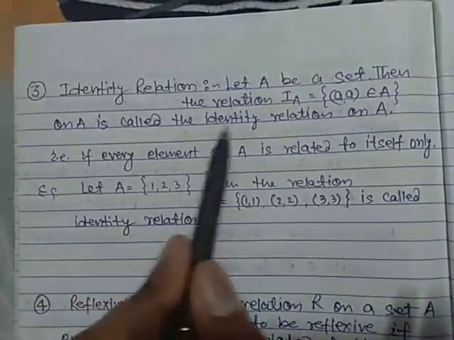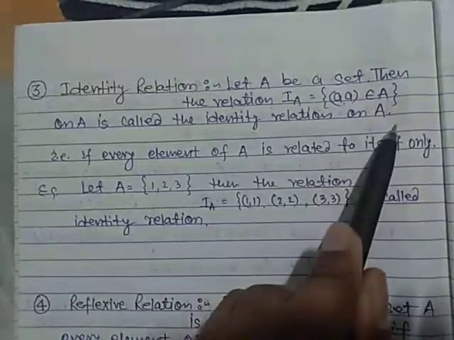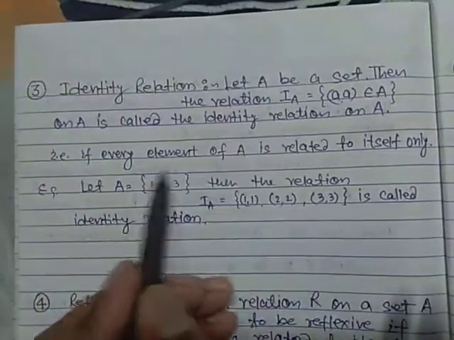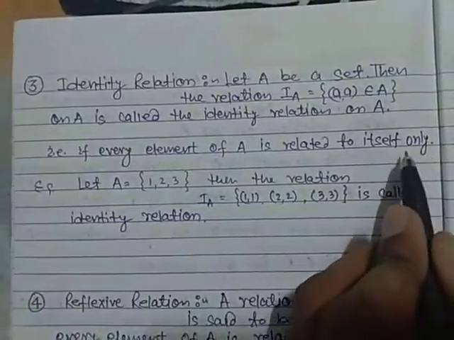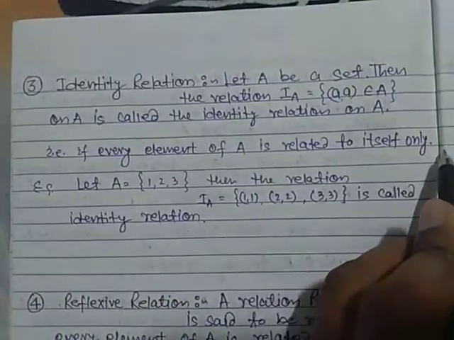A relation on A is called the identity relation on set A if every element of A is related to itself only. That point is to be noted: itself only.